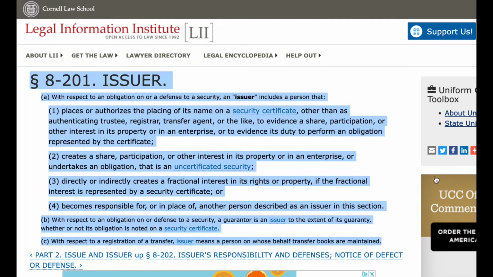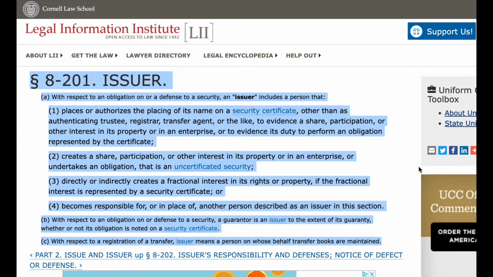Paragraph 201. Issuer. A. With respect to an obligation on or a defense to a security, an issuer includes a person that 1. Places or authorizes the placing of its name on a security certificate, other than as authenticating trustee, registrar, transfer agent, or the like, to evidence a share, participation, or other interest in its property or in an enterprise, or to evidence its duty to perform an obligation represented by the certificate.